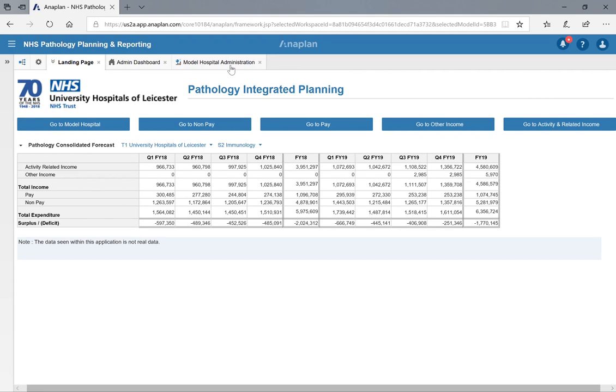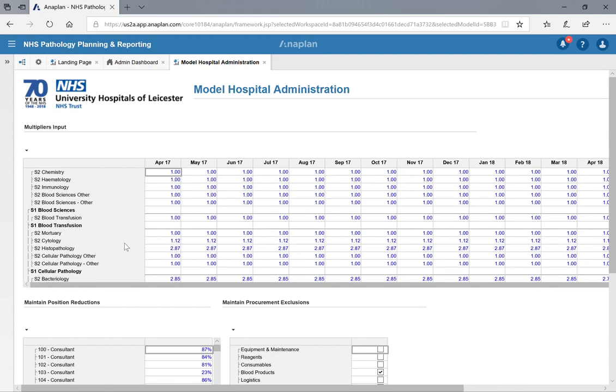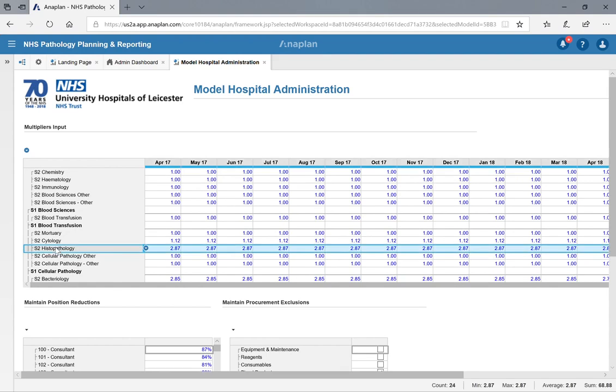The application supports the NHSI's Model Hospital programme by aggregating the underlying activity, workforce and non-pay data to the levels required by NHSI. In the Model Hospital Administration Dashboard, multipliers can be entered for each pathology service. This enables NHSI figures for activity to be calculated at different levels, such as numbers of slides for histopathology and number of plates for bacteriology. It is up to individual organisations to derive the correct multipliers based on the data held in their LIMS.